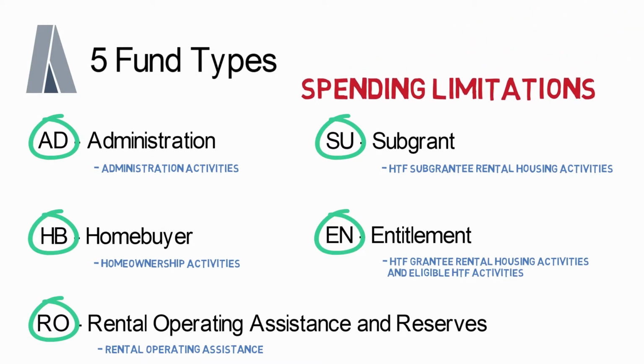HTF regulations outline spending limitations on certain activity types, such as homebuyer housing and rental operating assistance. IDIS enforces these limits through the different fund types. When used properly, IDIS ensures these limitations are not exceeded. That's why it's important to make sure that you always use the appropriate fund type to fund your HTF activities in IDIS.